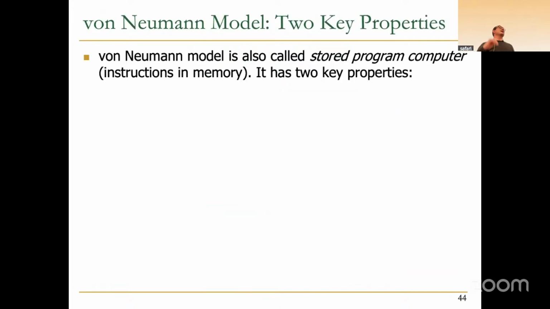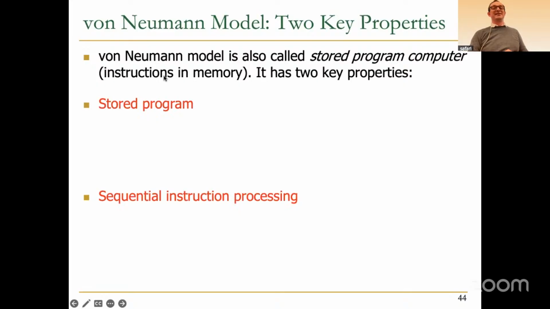Let me give you two other properties of the von Neumann model that I kind of implicitly suggested. It's also called a stored program computer. Instructions are in memory, essentially. It has two key properties. One is stored program. I'm going to define it a little bit nicer. And the second is sequential instruction processing, which I kind of harped on earlier.